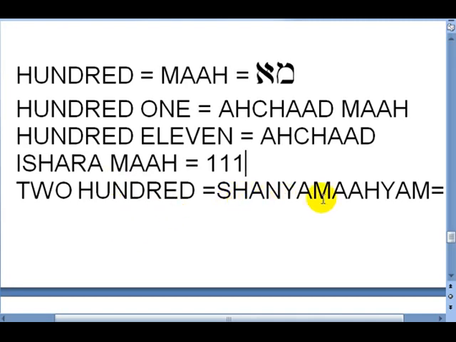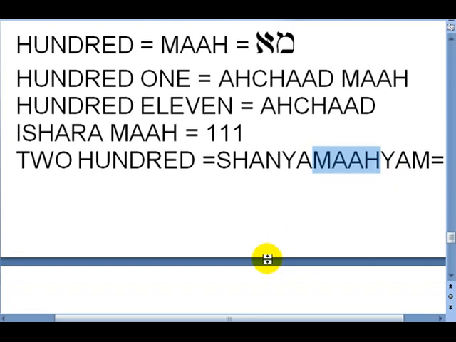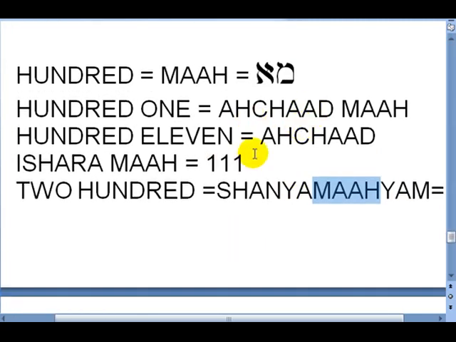Alright, the same thing with the 200. The 200 is Shanya Ma'ayam. Now the Shanya is 2, Ma'ah is 100, and then the Yam gives it the plural sense, which brings it up to the next 100. Alright, so Shanya Ma'ayam. So you just build everything the same way you see it.